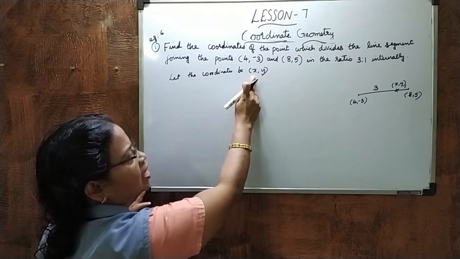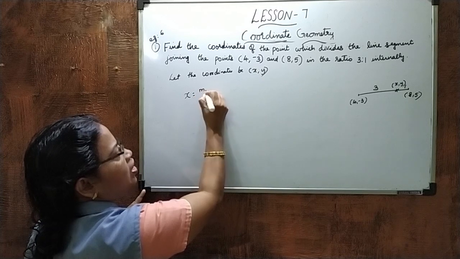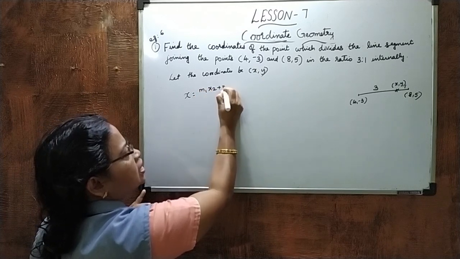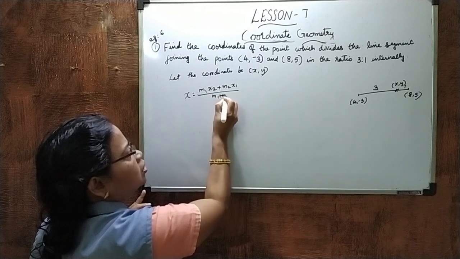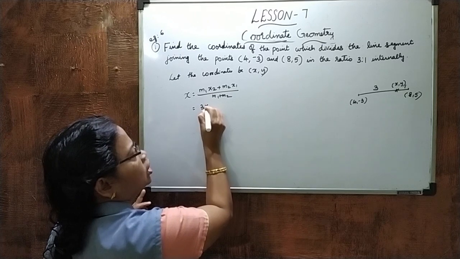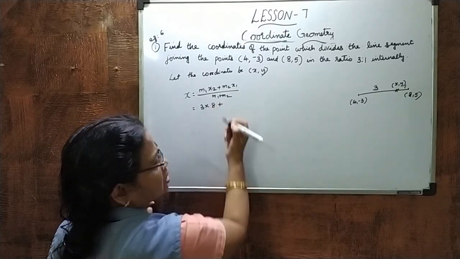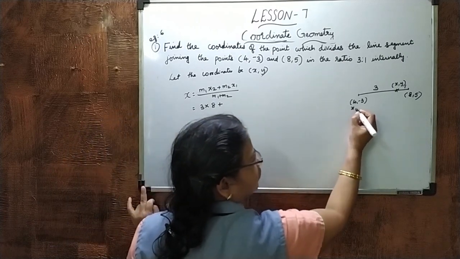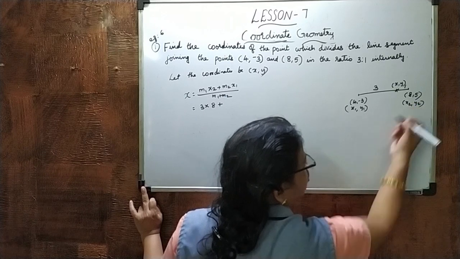Now, how will you find out this value of x? x equals, what is the formula? (m1 x2 plus m2 x1) divided by (m1 plus m2). What is m1? m1 is 3. So, 3 into x2. What is x2? It is 8. Here this one is x1, y1. Here it is x2, y2.